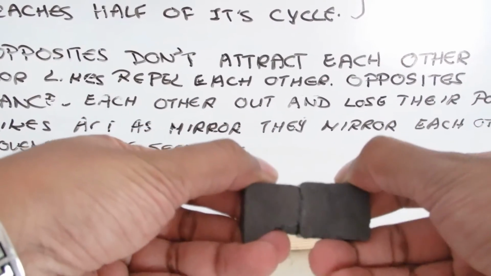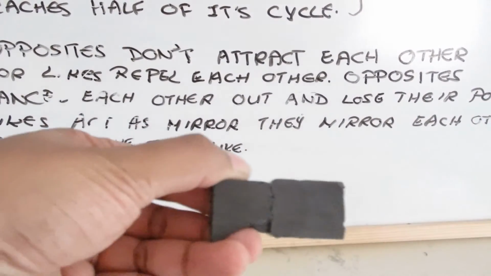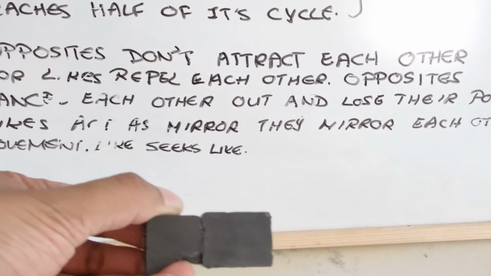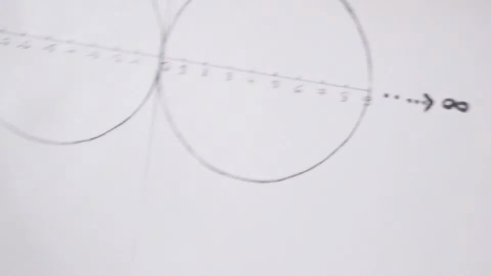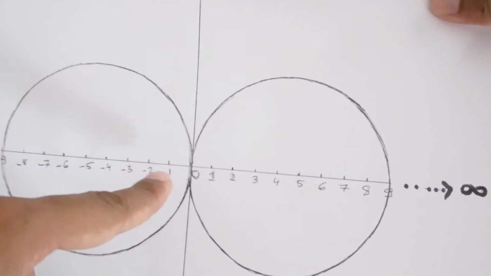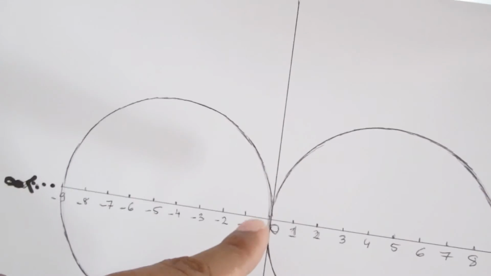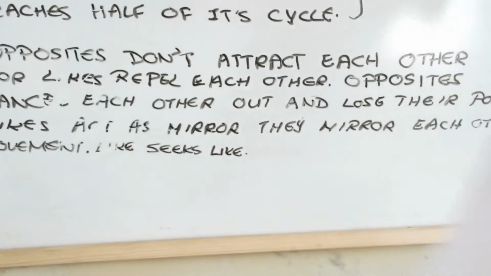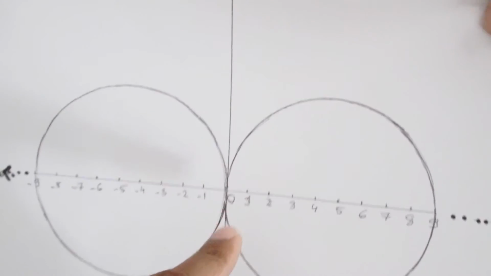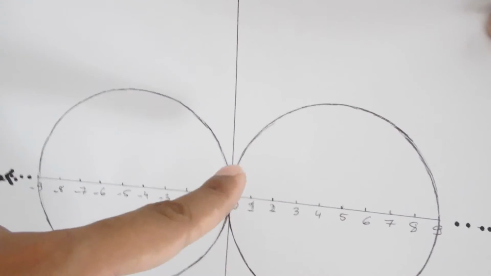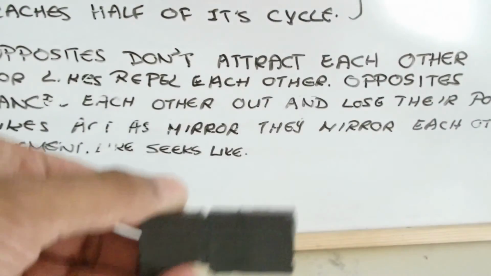Well, no. What I want to say is that, as I showed in the earlier diagram, what really happens is that they cancel each other out over here. So they lose their polarity. One of the things that you should bear in mind is that when they touch each other, they lose their polarity.